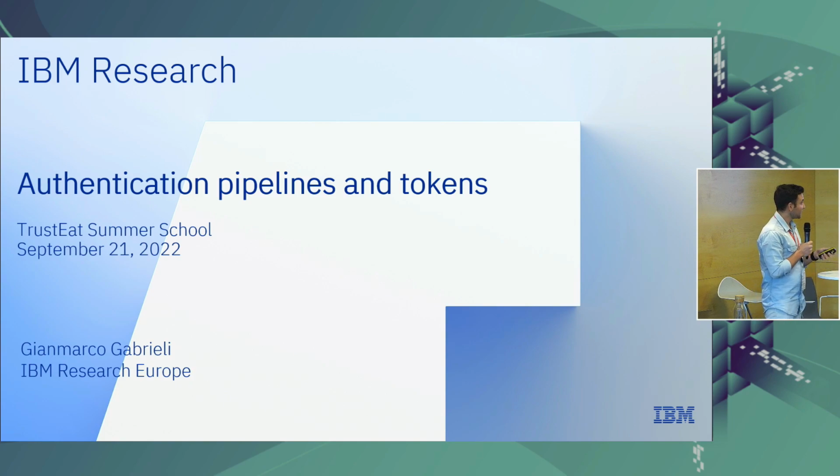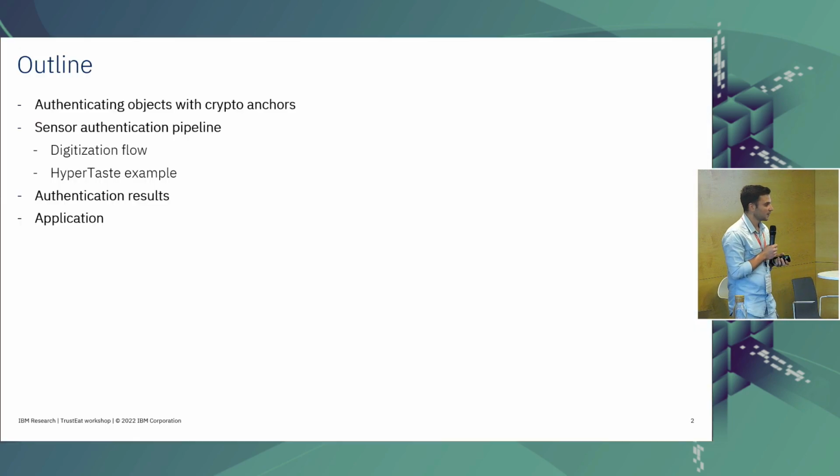In this presentation, I will mention again what crypto anchors are, and how we can enable authentication of physical objects, with an example on sensing technologies, and especially one sensor that we develop at IBM. And then we will see what we can do with the authentication results. So how can we go really into the application, of course, related to blockchain technology.